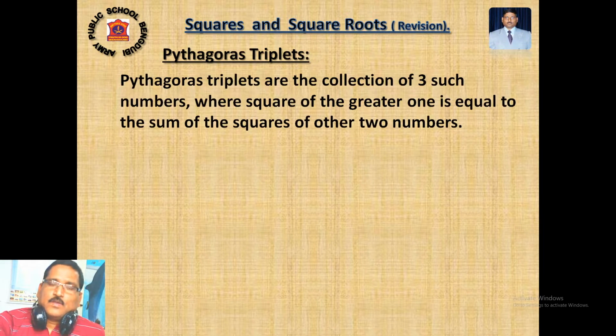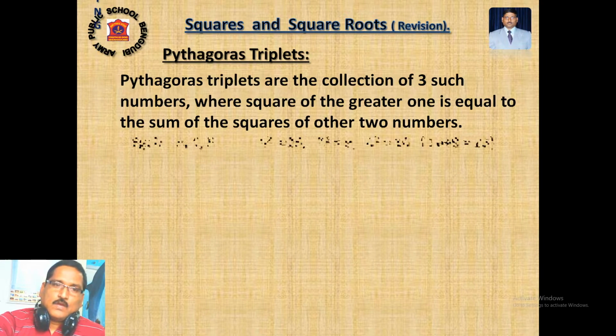Pythagoras triplet. In Pythagoras in lower classes, what you have understood is that when two members are given, then only you can find out the third member. But here I will give you one member, and you have to find out the other two members. Okay, how can it be done?